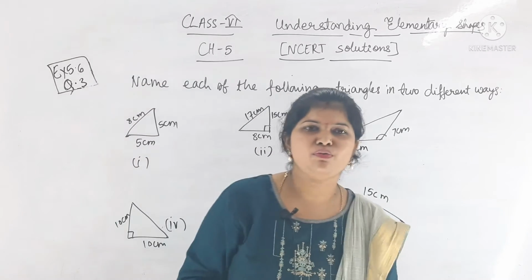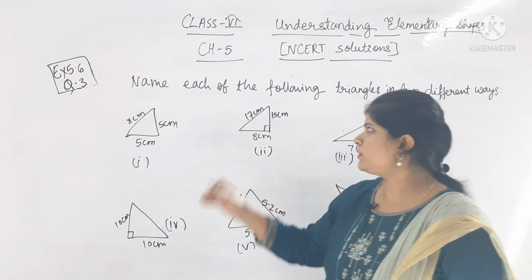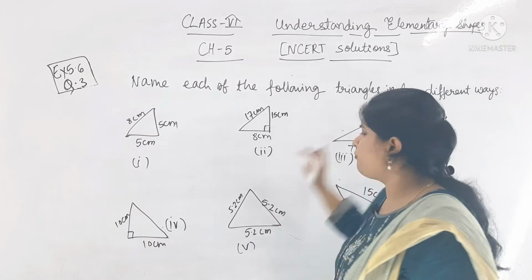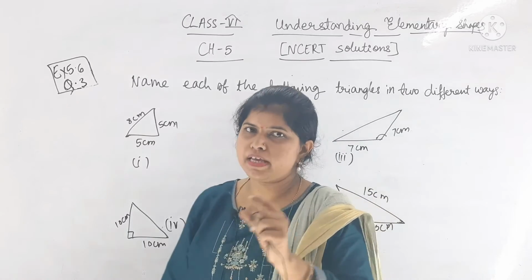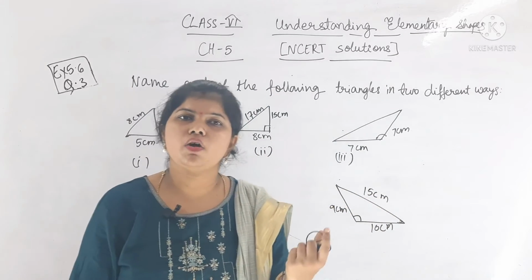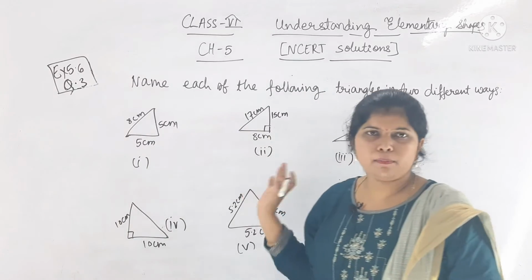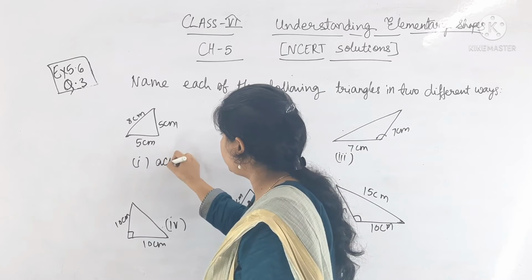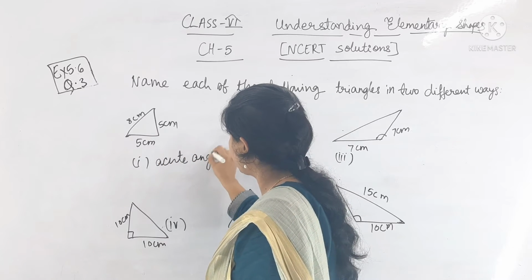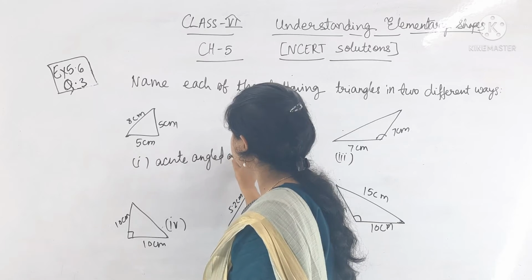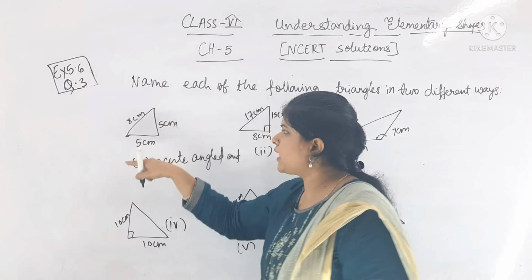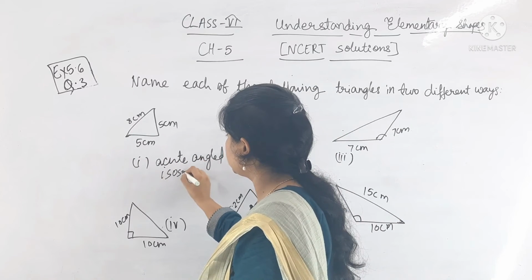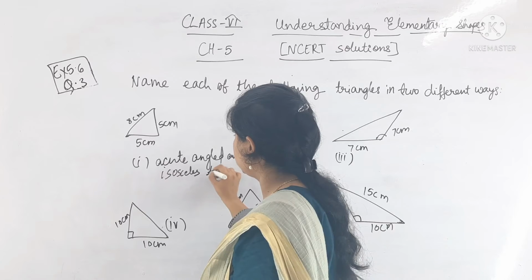Now let's move to question number 3. You have to name each of the following triangles in two different ways: one based on sides and the other based on angles. It is given side and angle both. Here you can see this is the acute angle, so first is acute angle, and here two sides are equal, so this one is isosceles triangle.